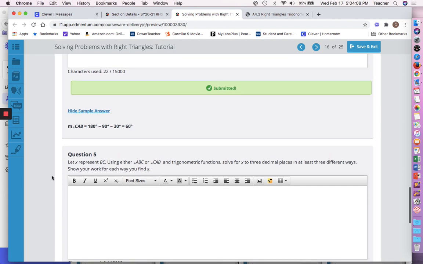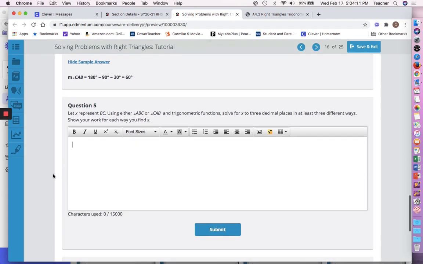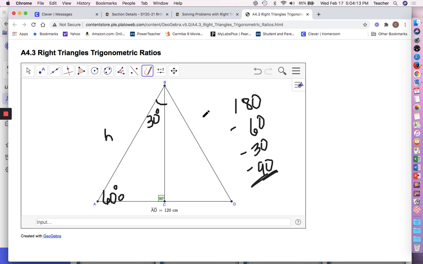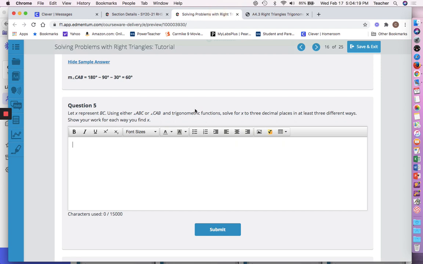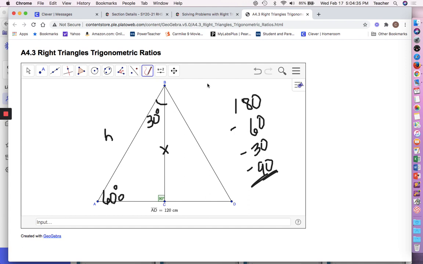Okay. All right, question 5. Let X represent BC. Okay, so BC is right here. All right, we're going to call it X. Gotcha. Okay. Using either ABC or CAB and the trig function, solve for X to 3 decimal places in at least 3 different ways. Oh my gosh. 3 different ways? Really? Okay. Well, we already know this one's 60, this side, and we know the hypotenuse is 120. So we can do the Pythagorean theorem. That's probably the easiest way.